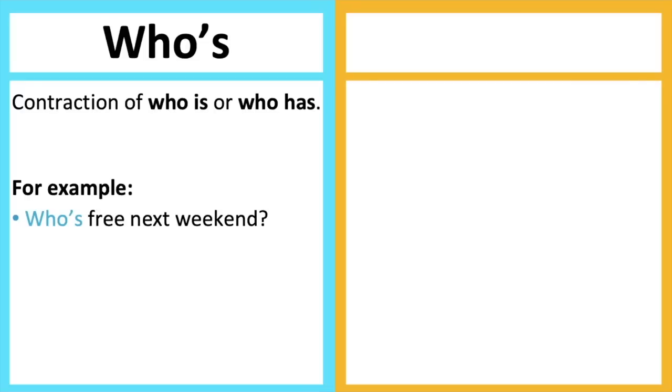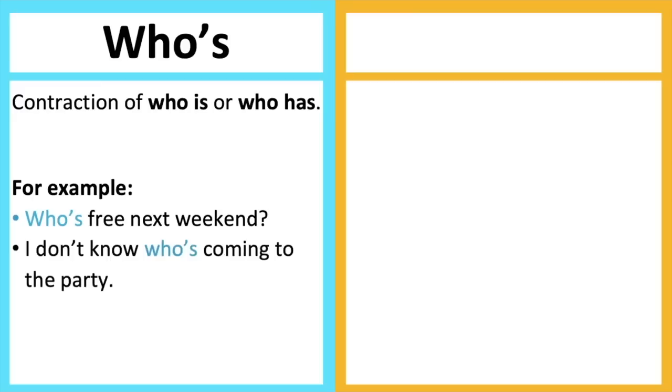However, in everyday English, we use the contraction in order to speak faster. Another example is, I don't know who's coming to the party. Again, the sentence would still make sense if I said, I don't know who is coming to the party.